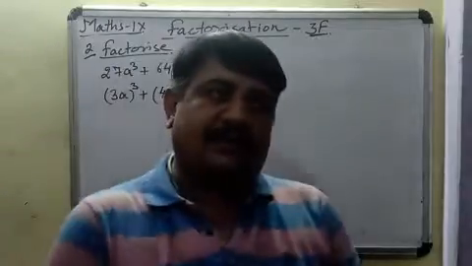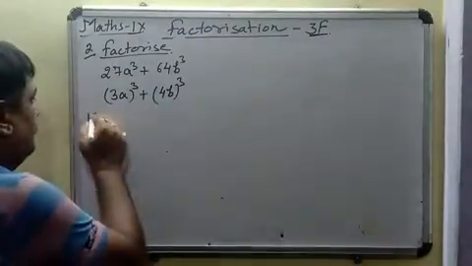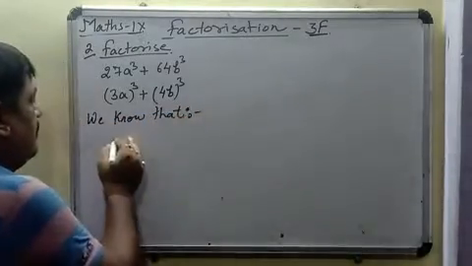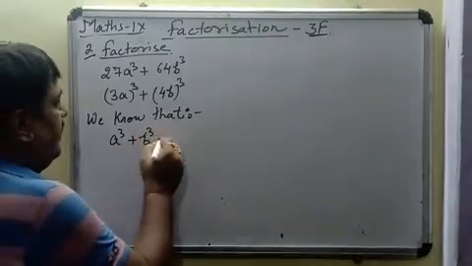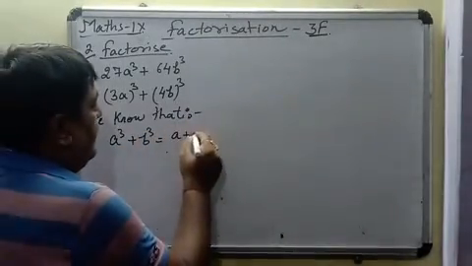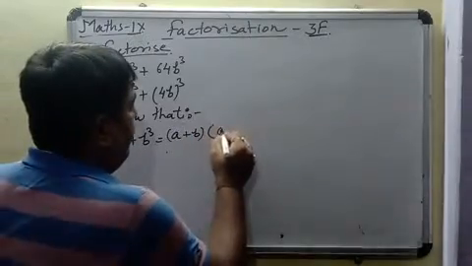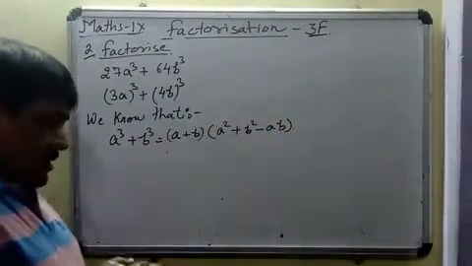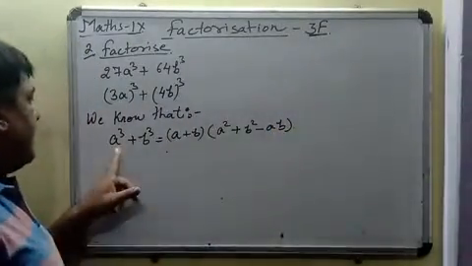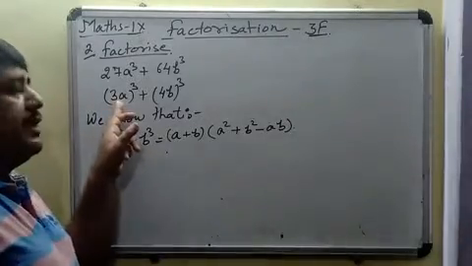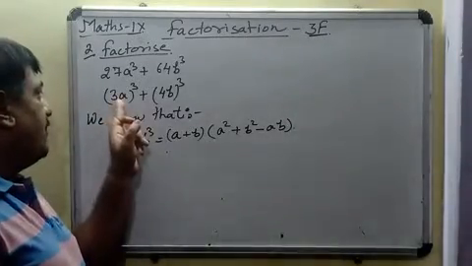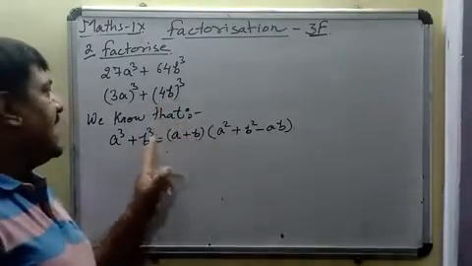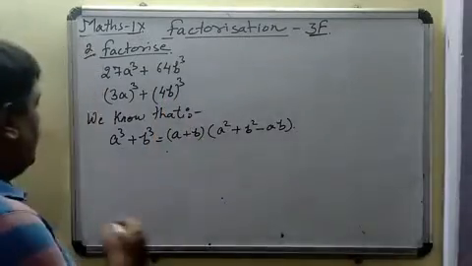And at the final step, we know that a cube plus b cube equals a plus b in the first bracket, and in the second bracket we will have a square plus b square minus ab. Now see, we are having a cube here and we are having 3a cube. So a stands for 3a. We are having b cube over here and we are having 4b cube. So b stands for 4b. Now put it over here.